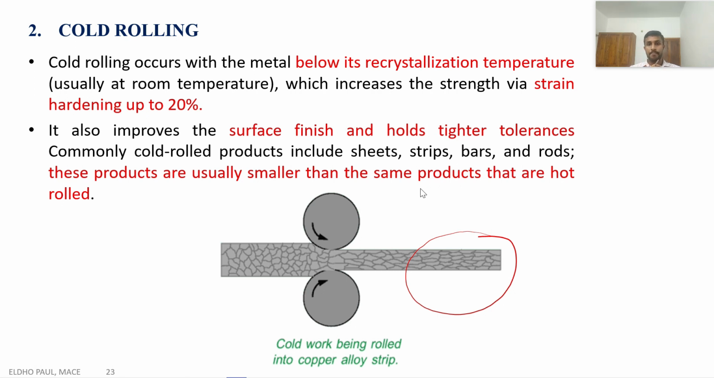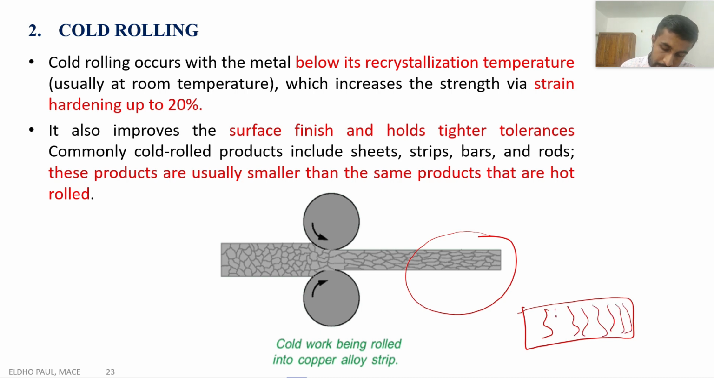What is the reason? When we do cold rolling, the workpiece is in the cold condition, so lots of dislocations are developed in the workpiece. One dislocation affects the mobility of the other dislocations. Thereby, the strength of the material is improved in the deformed condition in the cold rolling process.